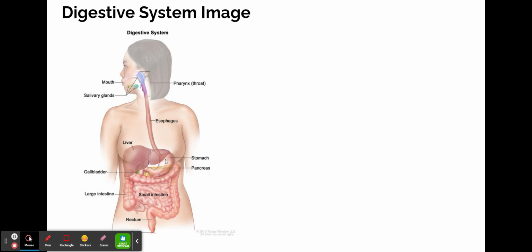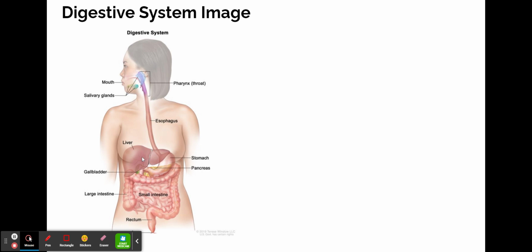From the stomach, the chyme enters the small intestine, which isn't actually small, but anyways, it enters the small intestine, which is a long coiled tube with tiny finger-like projections called villi. These villi increase the surface area for nutrient absorption into the bloodstream. The small intestine also receives secretions from the liver, gallbladder, and pancreas to aid in the digestion and absorption process.